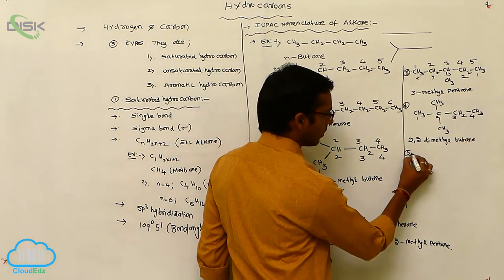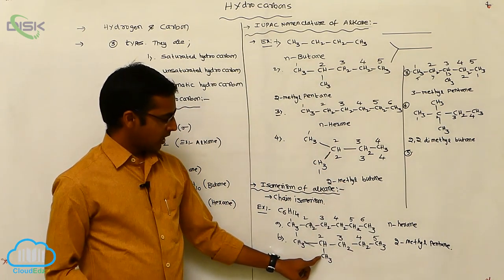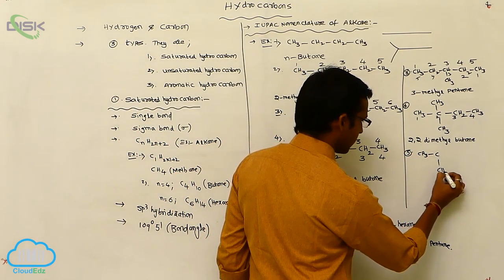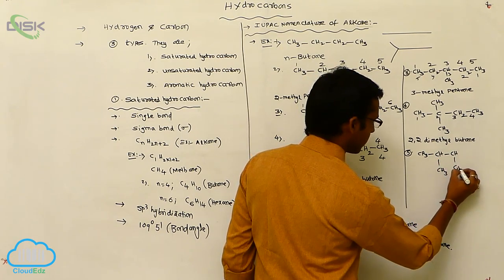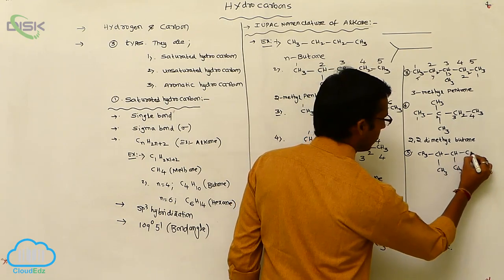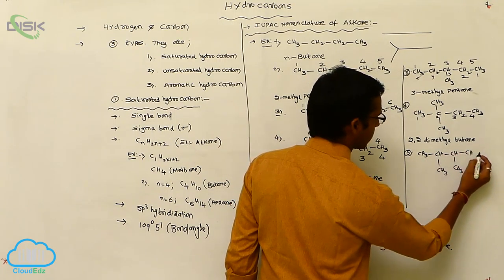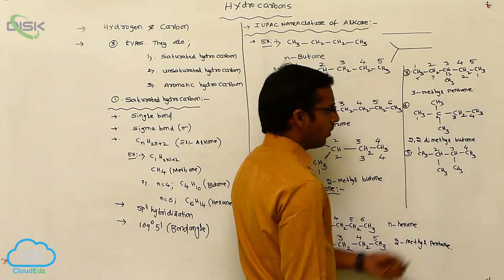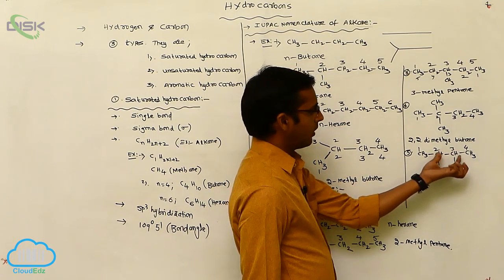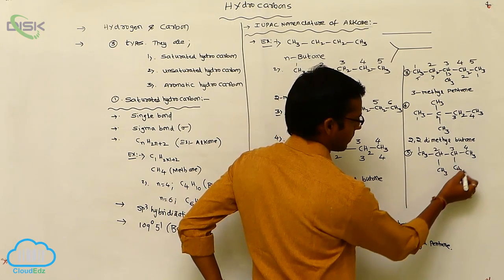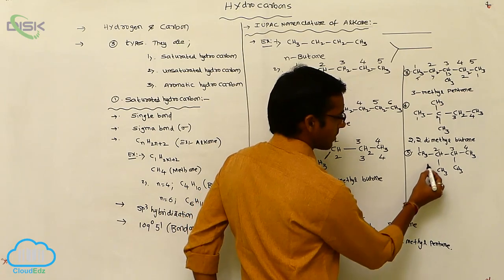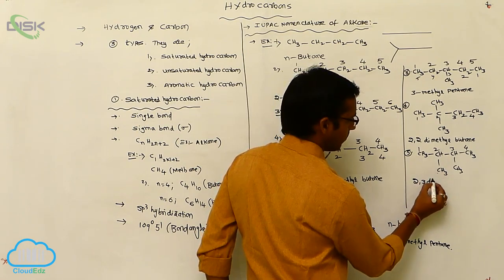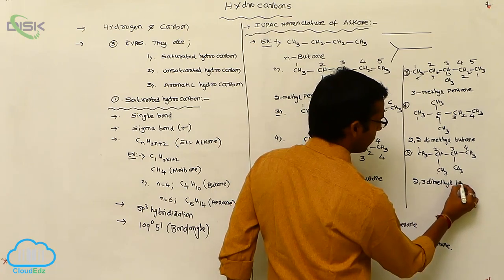And last one, see here, at second position a methyl group is there. Now we can write again a methyl group at third position. So what's the name? CH3, CH(CH3), CH(CH3), CH3. 1, 2, 3, 4. Total 4 carbons in the chain with 3 hydrogens on each terminal, and 1 hydrogen on each CH. Okay, 3 plus 3 is 6, 6 plus 6 is 12, plus 2 is 14. But what's the name? At second position methyl group, third position methyl group. So, 2,3 means dimethyl.